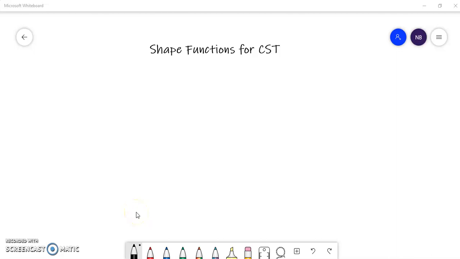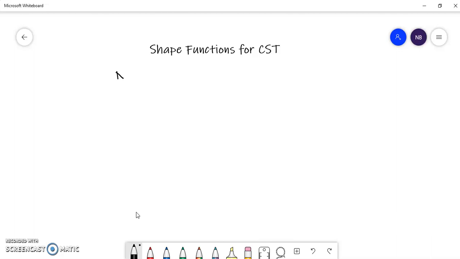In this lecture, we will be learning about shape functions for constant strain triangle. The displacement of a point within the element is represented in terms of nodal displacements. The finite element method uses the concept of shape functions in developing these interpolations. So, for a constant strain triangle, the shape functions are linear over the element.